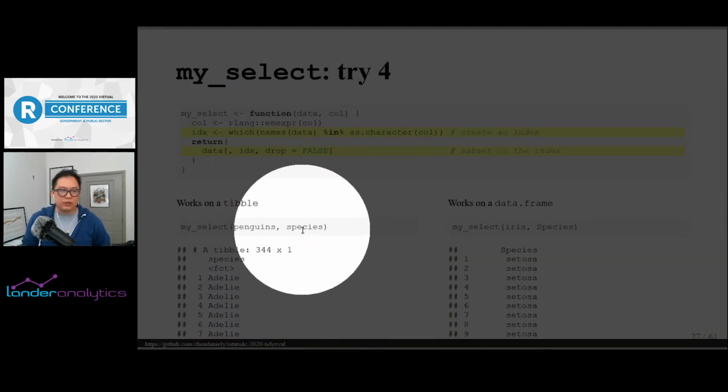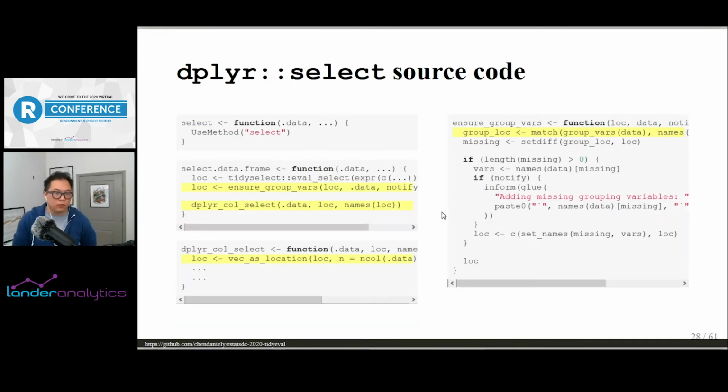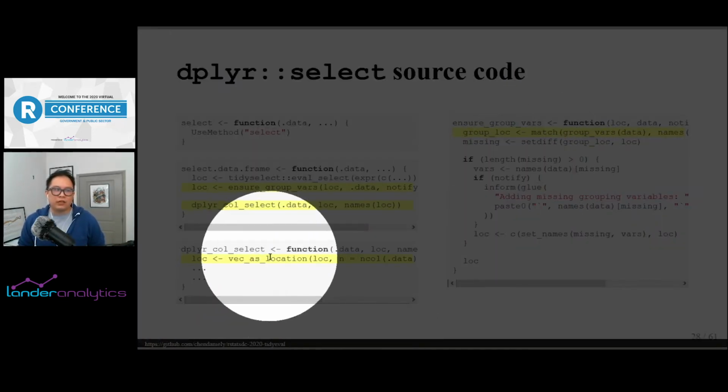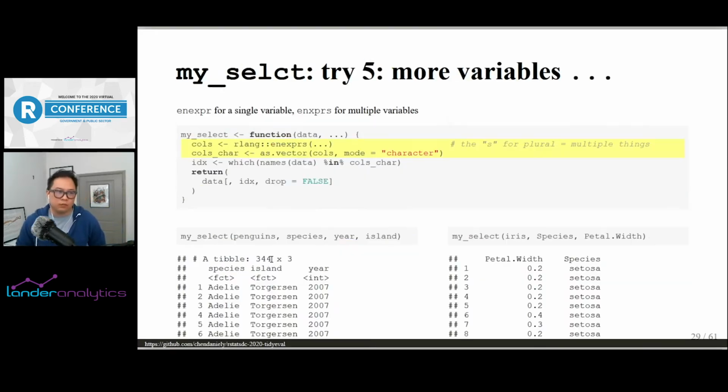We can pass in species for a tibble, or we can pass in species that's quoted for a data frame. We both get the same result. And that's the weird thing of using the index position. If you dig your way through the dplyr source code, it pretty much does something like that. You'll see that there's this match call that ends up calling vec_as_location. So under the hood, dplyr is doing something very similar. So now we want to expand this. How do we get it to work with multiple variables?